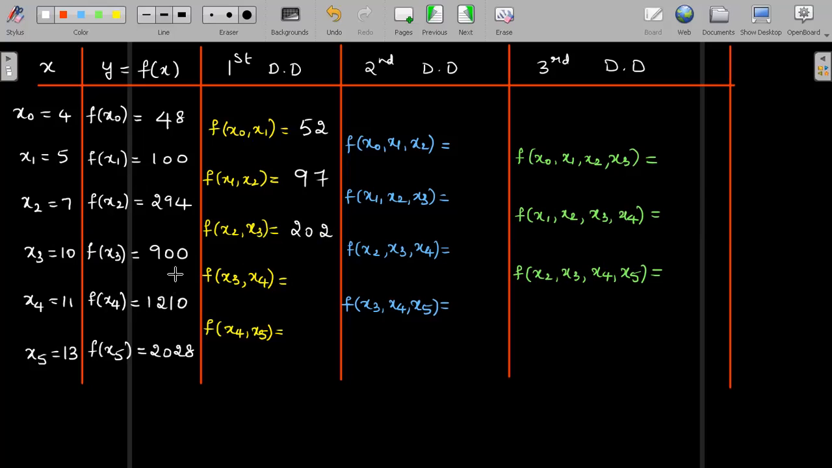Similarly, performing the remaining two values, it is 1210 minus 900 divided by 11 minus 10, and this gives us 310. Then 2028 minus 1210 divided by 13 minus 11 gives us 409. So these are the first order divided differences for us.